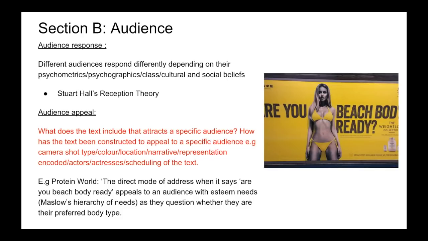Audience appeal: they'll ask you what does the text include that attracts a specific audience, and how has the text been constructed to appeal to that audience. Like, where is it being shot? Is it aspirational? Does it show an aspirational setting to attract aspirers, with the Young and Rubicam 4Cs theory. Who's the actress or actor? Would the fan base be attracted to it? When is it being scheduled? Was it scheduled during a commercial break for football? Was it scheduled during a chick flick film? What are the shot types? What are the colours? A lot of textual analysis is good for this.